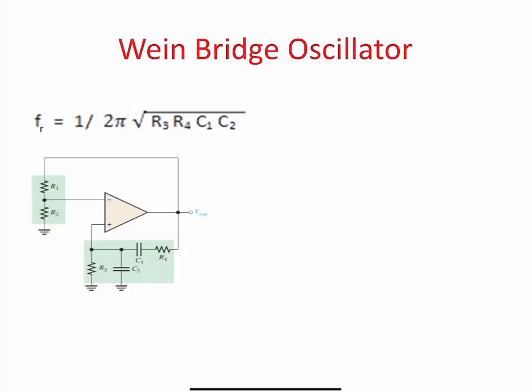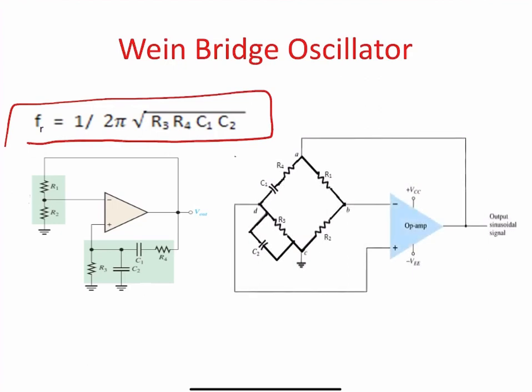Now come to the Wien-Bridge oscillator in which the frequency determining components are not of equal value, means R3 and R4 are not of equal value, and C1 and C2 are also not of equal value. For this network, whenever you derive the frequency of oscillation in the same way as we already discussed, you will get the resonant frequency equal to 1 by 2 pi under root R3, R4, C1, C2. This is the resonant frequency for the Wien-Bridge oscillator whenever frequency determining components are not of equal value.